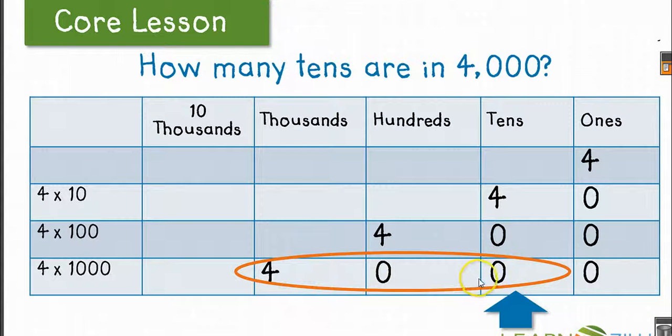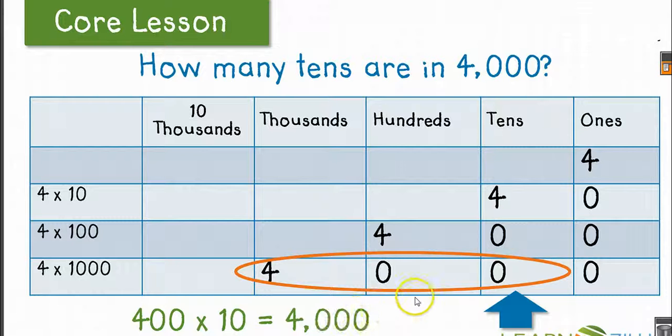If we go to the tens place, you will notice that it takes 400 of those tens to make 4,000. I didn't ask you how many ones. I said how many tens does it take. So you look at the tens place and you stop there and then look how many's in front of it. 400. So 400 times 10 would give me 4,000. So how many tens are in 4,000? 400. Great job.